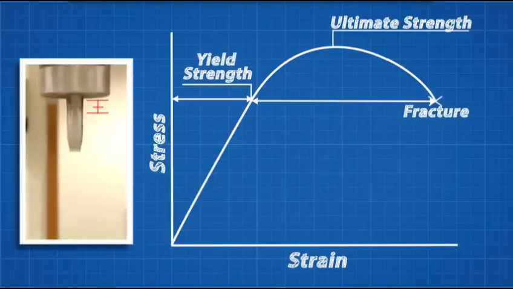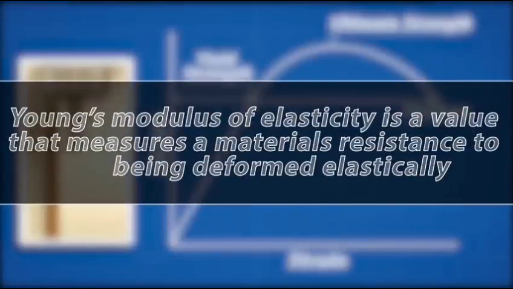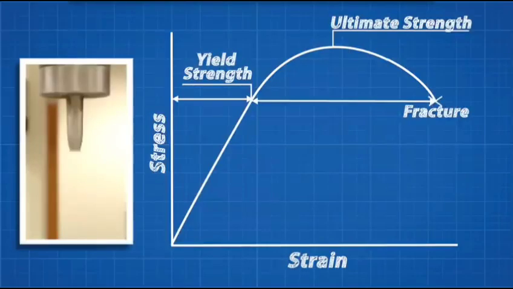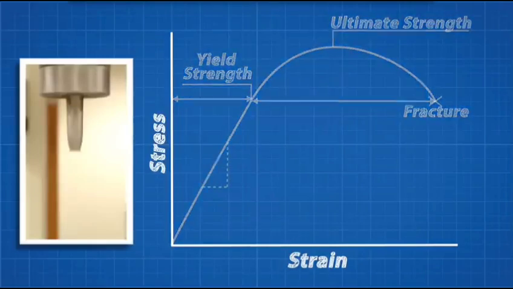We can get a lot of really useful information from this graph. The first is Young's modulus, otherwise known as the elastic modulus. This describes how stiff the material is, and it is obtained by finding the slope of this linear region. A steeper slope means a stiffer material.